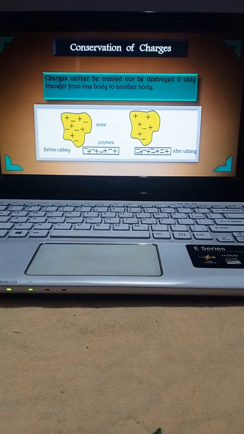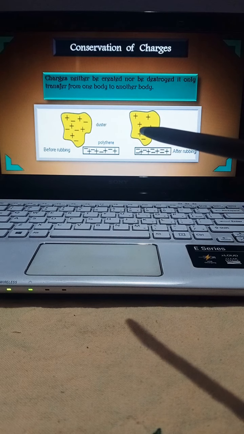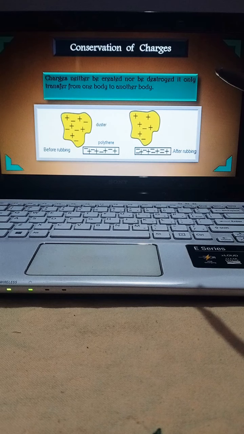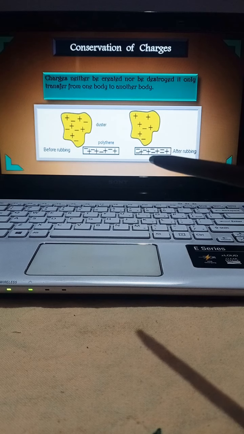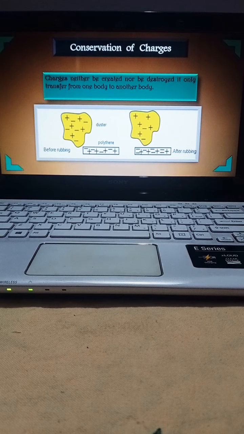Now after rubbing, what is going to happen? After rubbing, this duster has fewer electrons, meaning negative charges, and they have gone from the duster to the polythene. They have transferred. So we can say that charges can neither be created nor destroyed, they only transfer from one body to another body. Here, from the duster to this polythene material, the charges get transferred after rubbing. This is called conservation of charges. Thank you.